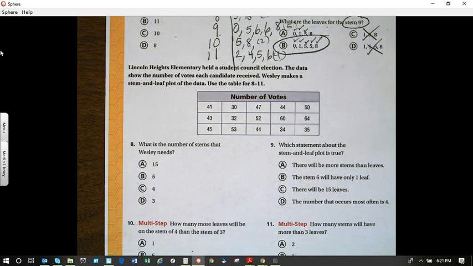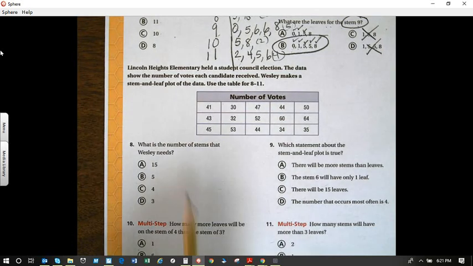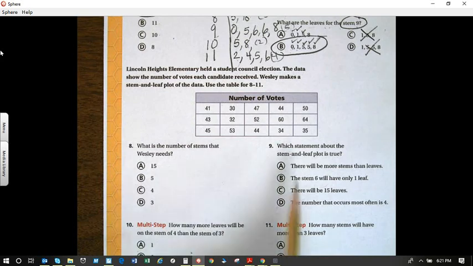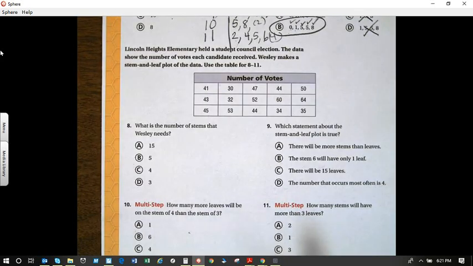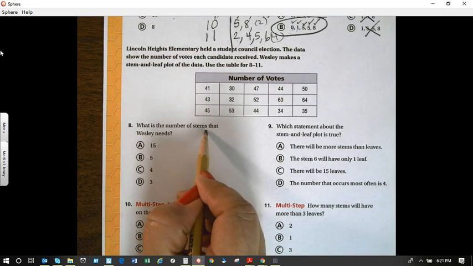Wesley makes a stem and leaf plot of the data. So let's go ahead and use this stem and leaf plot so that we can answer the next 4 questions. What is the number of stems that Wesley needs?